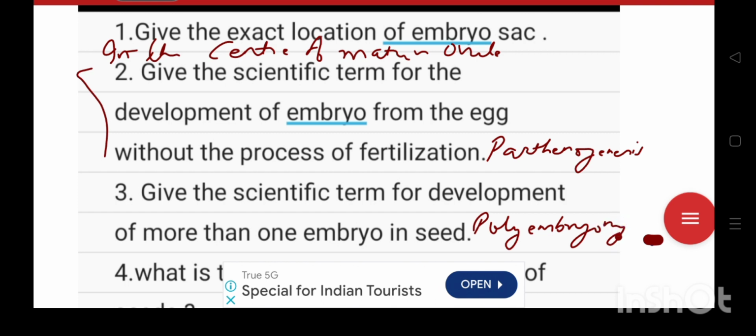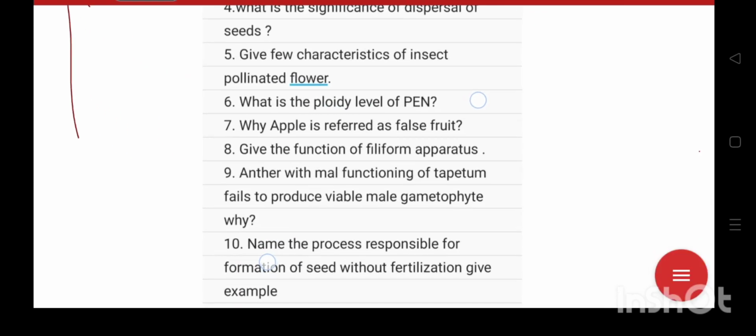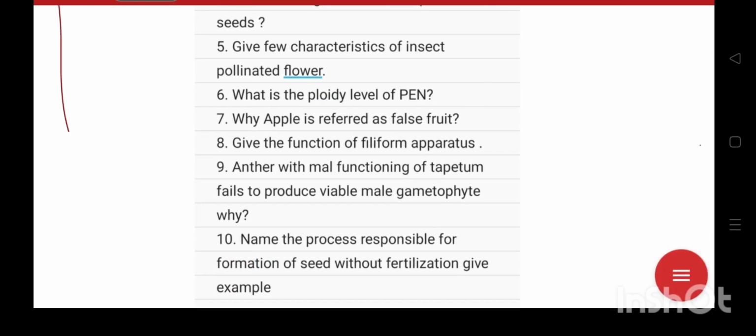Exact location of embryo sac: it is in the center of the mature ovule. Give the scientific term for development of embryo from the egg without the process of fertilization. Answer is parthenogenesis. Give the scientific term for development of more than one embryo in seed. Answer is polyembryony. Next, give few characteristics of insect pollinated flower.